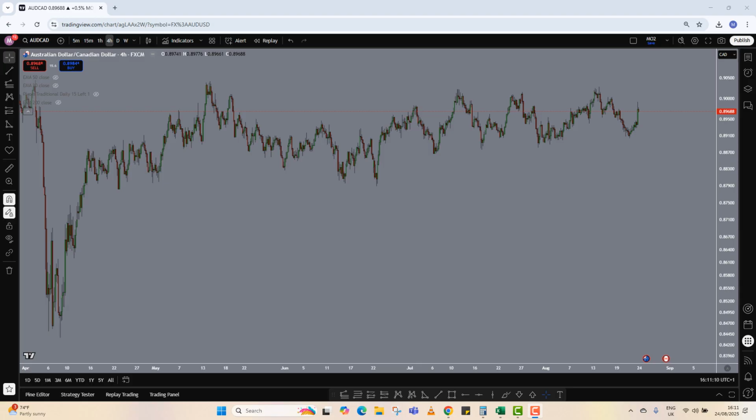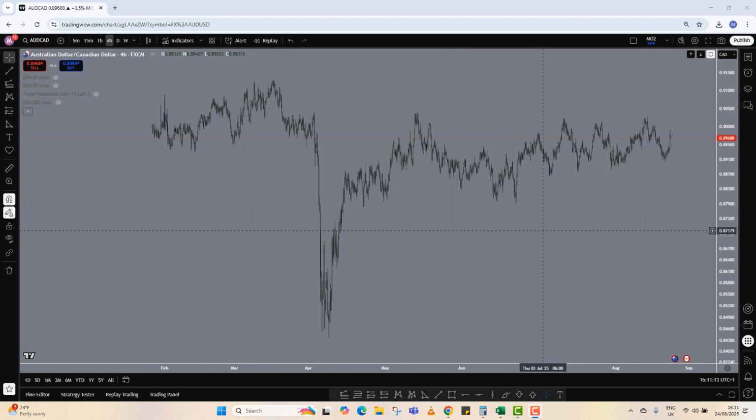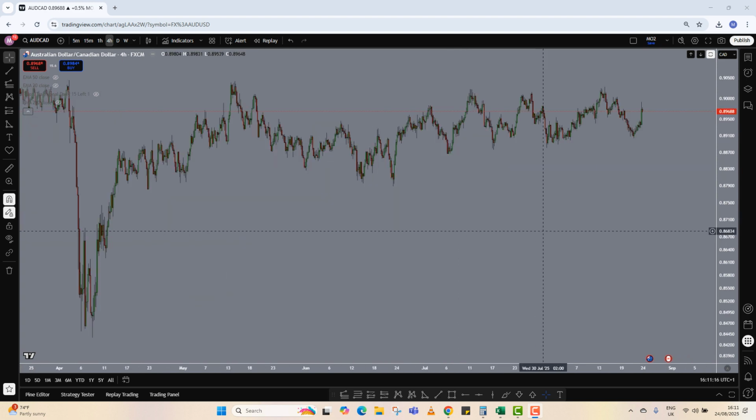Okay, so looking at the Aussie CAD, if I zoom out first, let's not zoom out too far. Okay, so you can see that this particular market is in consolidation. The way I know that is because the market is moving sideways. On top of that, prior to it moving sideways, it was in a bullish trend, and then from that bullish trend, it just didn't go any higher.